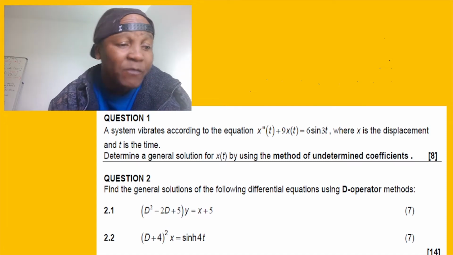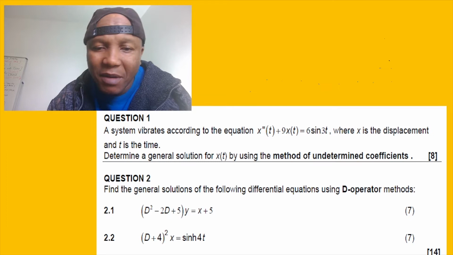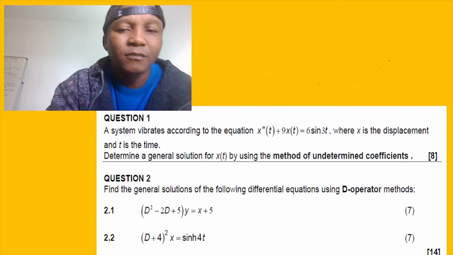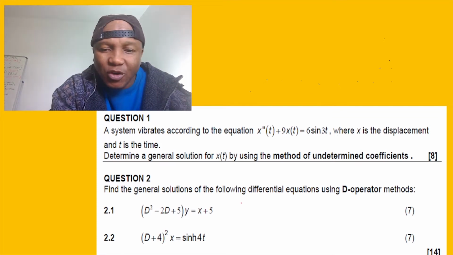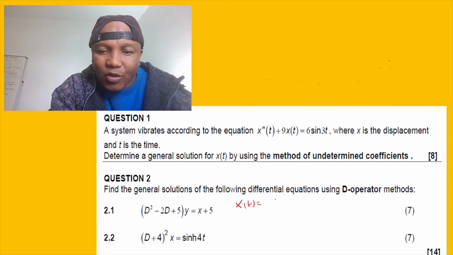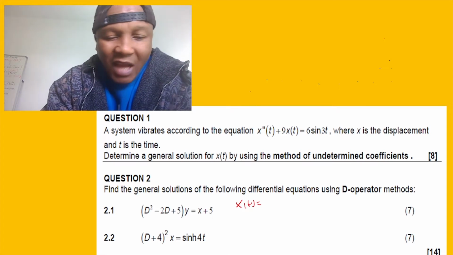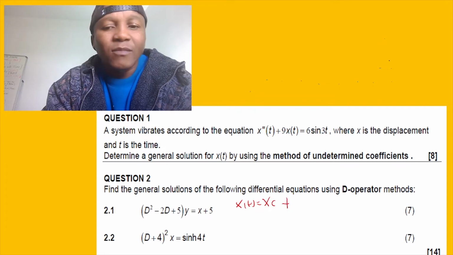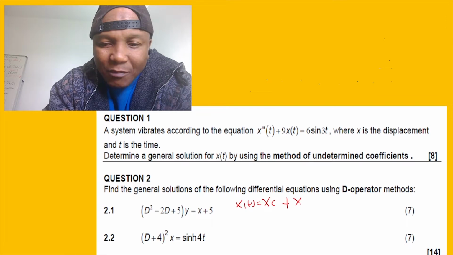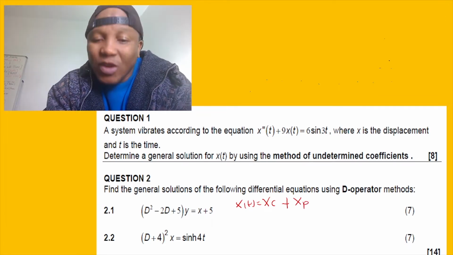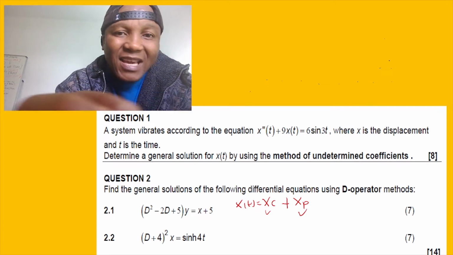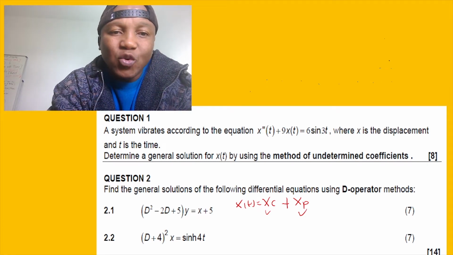So first, let me write for you the general solution. How does the general solution look? First and foremost, you need to know the general solution, x(t). You have to add the auxiliary solution, represented by xc, and also the particular solution, represented by xp. If we can get the auxiliary solution and the particular solution, then you should be able to get what we're looking for.